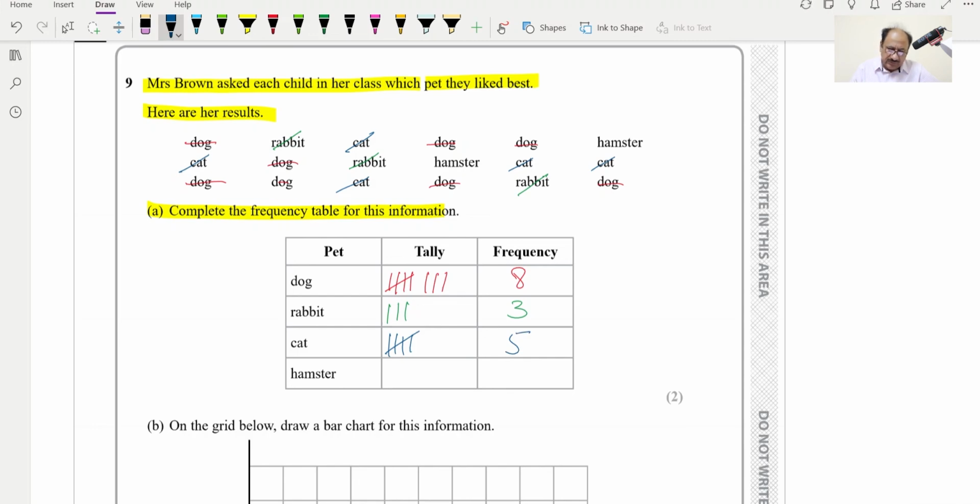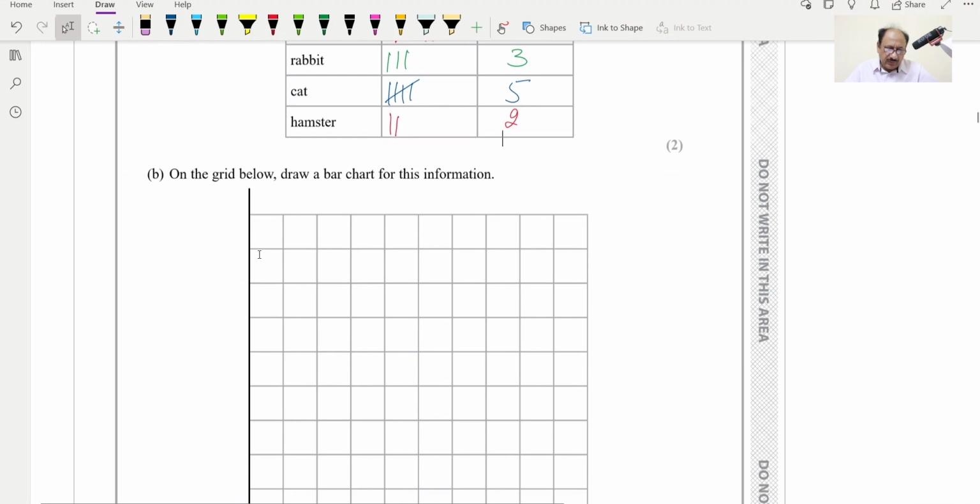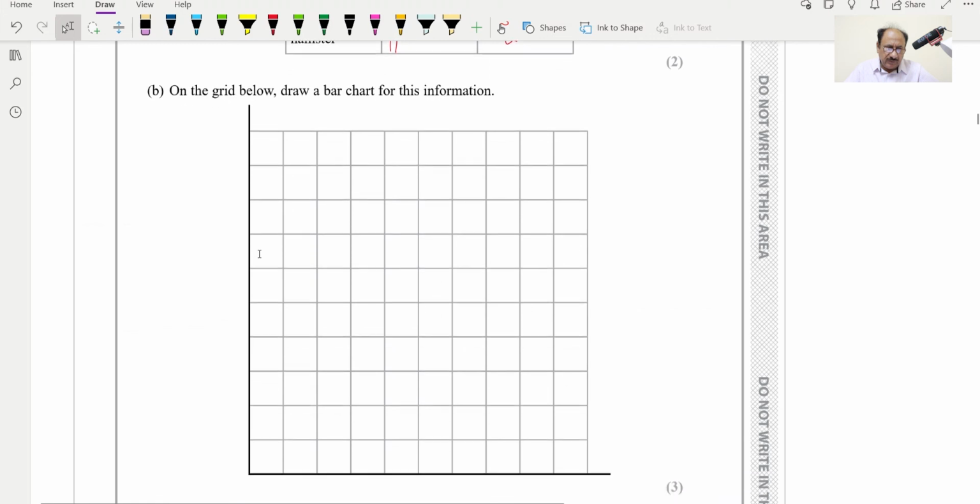And next is hamster. So for hamster we can take over here 1, and one more over here 2. So everything is done, so we can provide over here 2. So these are the frequencies. This was a 2-mark question which we are done. On the grid below, draw a bar chart for this information. So dog will be basically, we will be writing for dog.